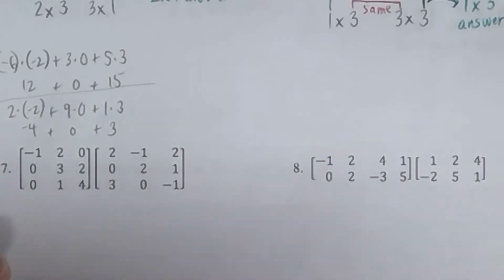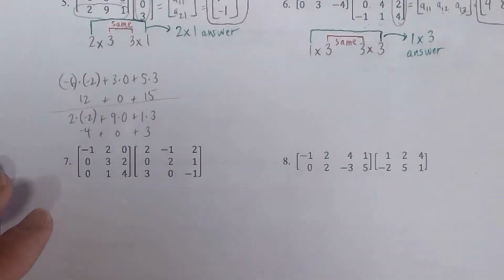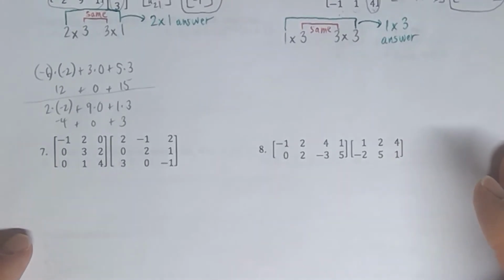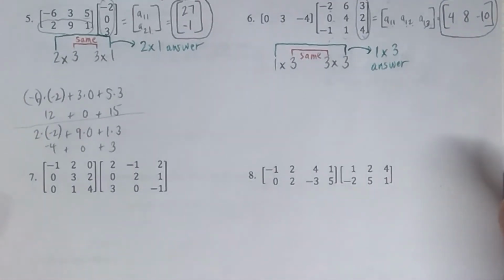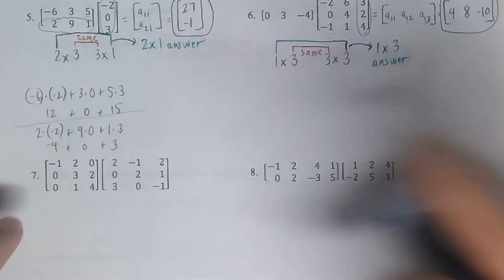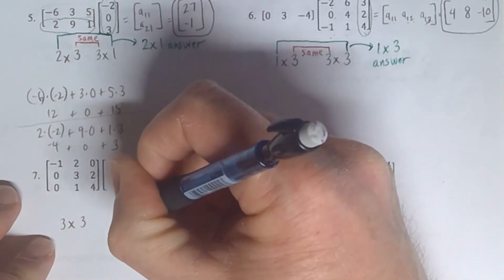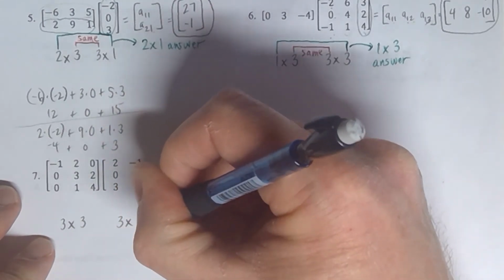Okay, a couple more to go here. This next one is the big one. This one has got a lot in it. We'll go through it carefully here. It's basically the same stuff, it's just a longer problem. Both of these matrices are 3 by 3s, aren't they? They both have 3 rows and 3 columns.